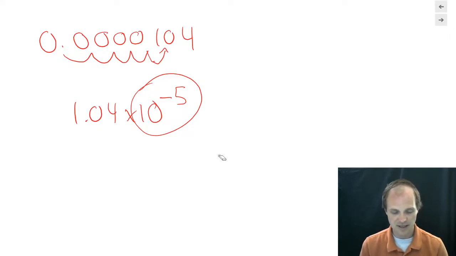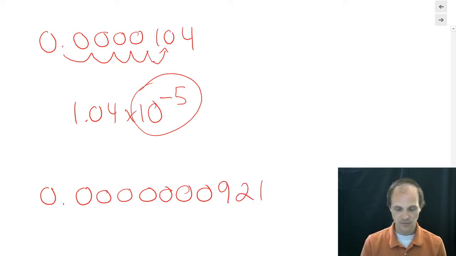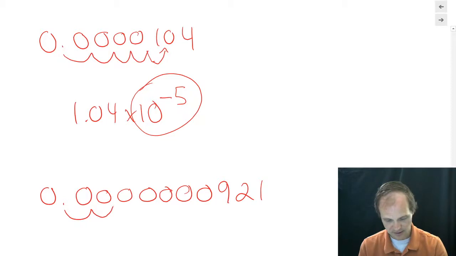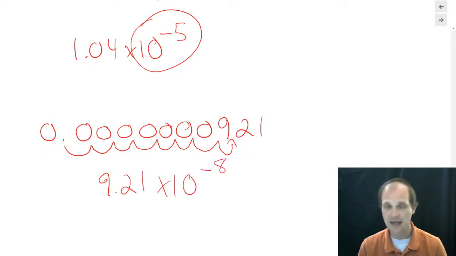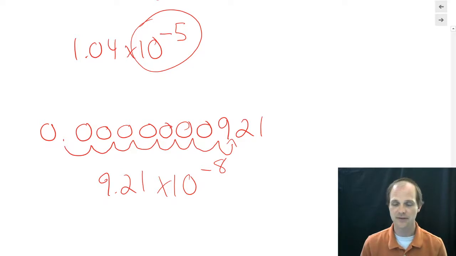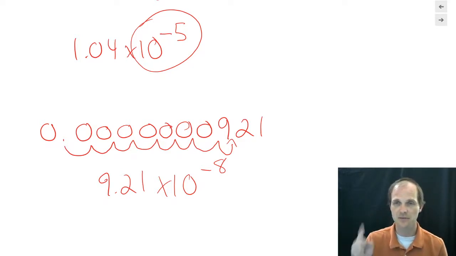So we'll do one more example. 0.00000921. What are we going to do? We're going to count 1, 2, 3, 4, 5, 6, 7, 8. And we get 9.21 times 10 to the minus 8th as writing that in scientific notation. So for numbers bigger than 1, you're going to get a positive exponent. For numbers less than 1, you're going to get a negative exponent.